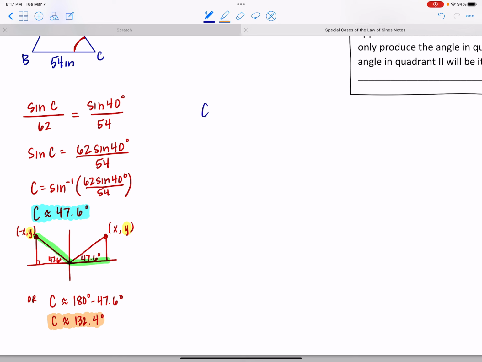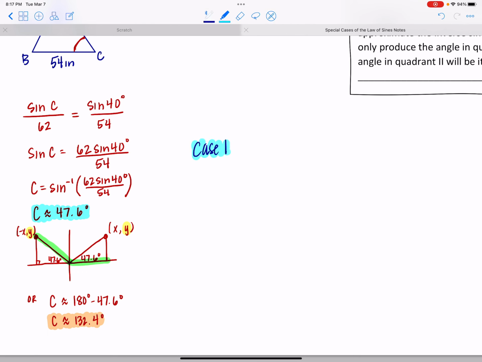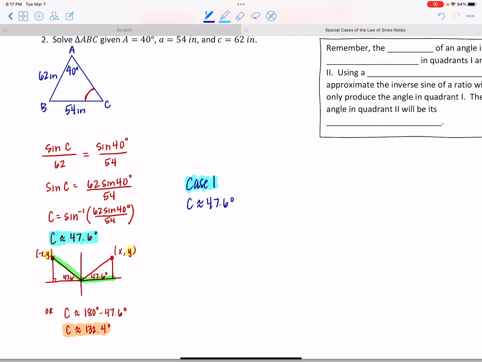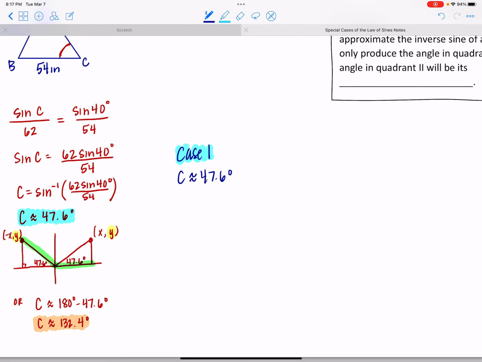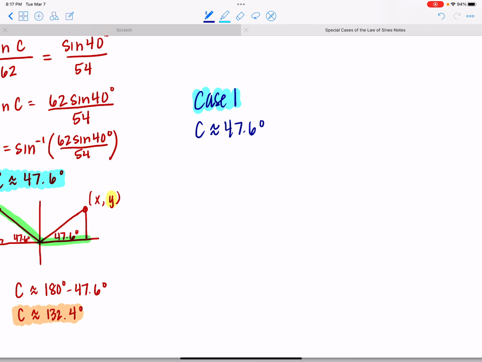And I'll label it that way as well. So case 1, corresponding with C being approximately 47.6 degrees. Now remember, we're using the same triangle we started with. So I know that C is 47.6 degrees. A hasn't changed, it's 40 degrees.